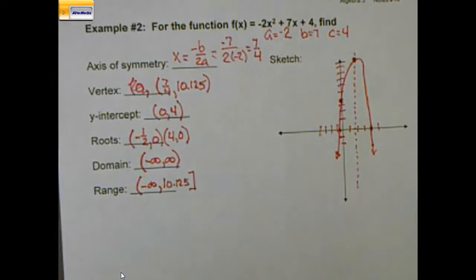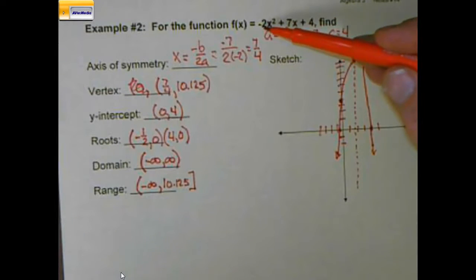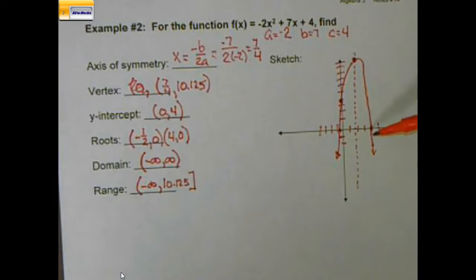We're now finished. As you see, the function is negative, so the graph is pointing down. We calculated the vertex, which is at (1 3/4, 10.125). We put a point there. We solve for our zeros. We have 2 points on the x-axis. We have our y-intercept, and there we go.